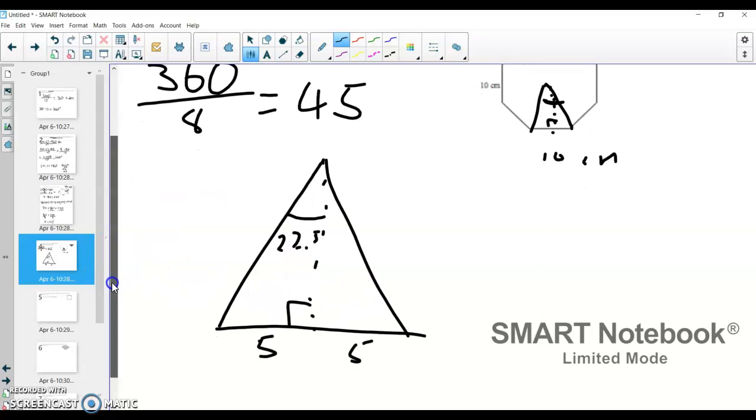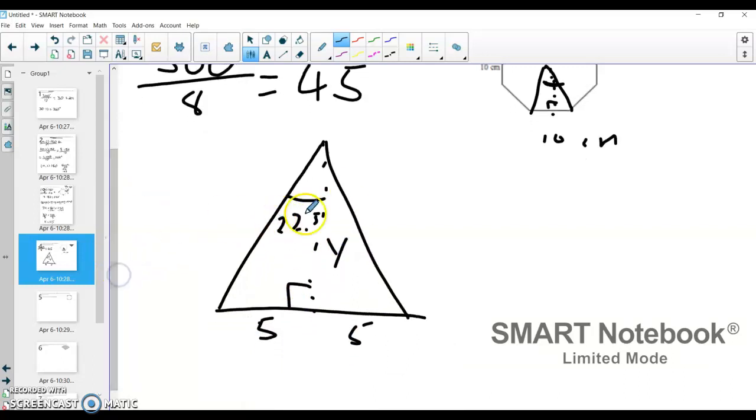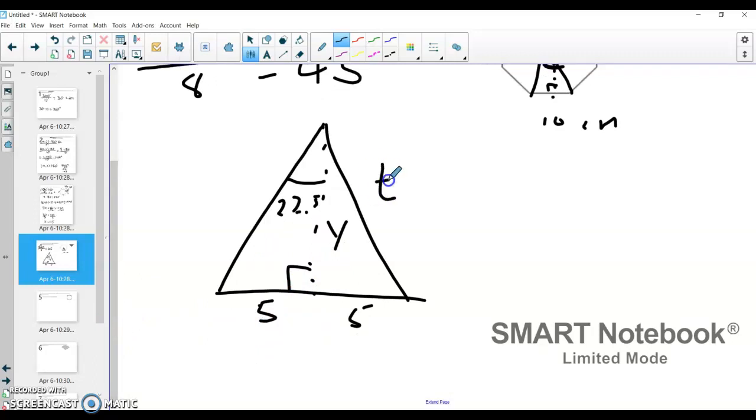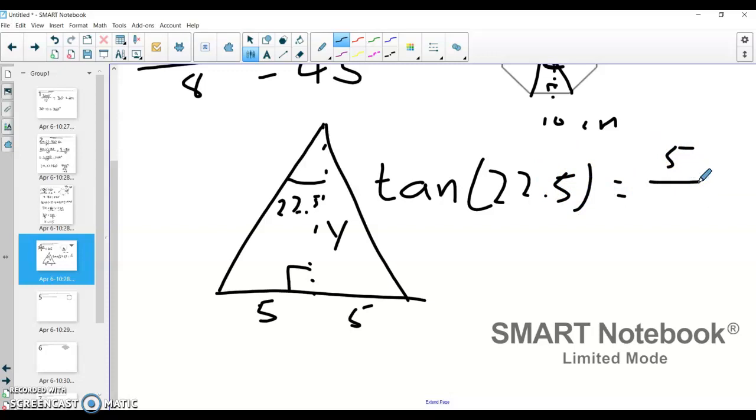Okay? This one's really not too bad because we actually have a base already. We know our base is 10, and we just need to find our height here, which I'm going to call y. Well, what I have is if 22.5 is my angle, 5 is opposite, and y is adjacent. Y is the adjacent because my angle is right here and my 90 is right here, and my y falls between my angle and my 90. And so if I have opposite and adjacent, this is a tangent problem. So if I want to find y, the tangent of 22.5 degrees equals my opposite, which is 5, over my adjacent, which is y.